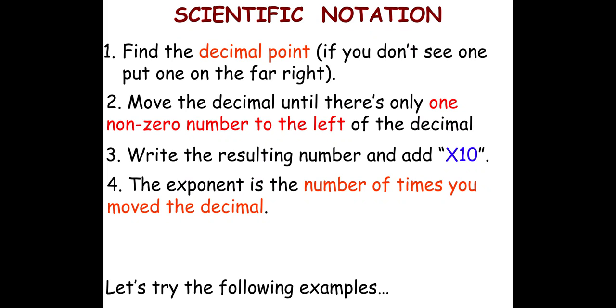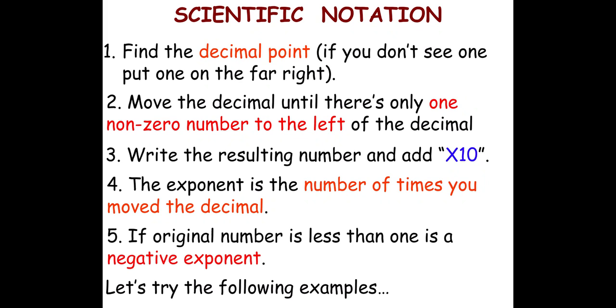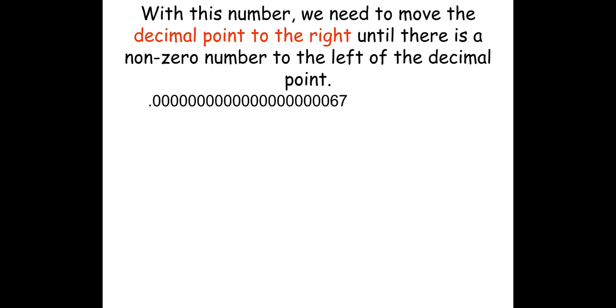So if you move the decimal 10 times, right, your exponent is going to be 10. If you move it 5 times, your exponent is going to be 5. Now, if the original number that you had was less than 1, then the exponent is going to be negative. If the original number you had was less than 1, then the exponent will be negative, right? So let's look at an example.